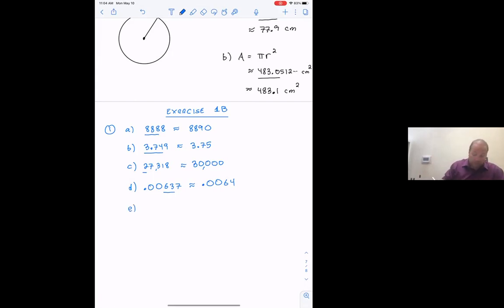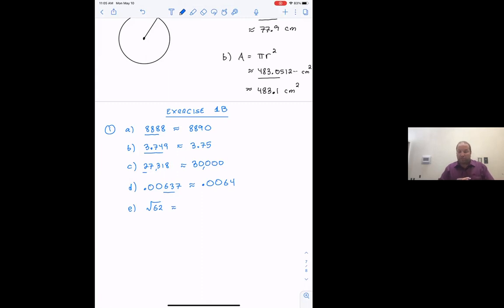And then E, the square root of 62 to 1 decimal place. Now, 62 does not have a perfect square root like 64 does. The square root of 64 is 8. So the square root of 62 is a little less than 8. Is it 7.9 to 1 decimal place? Is it 7.8 to 1 decimal place?